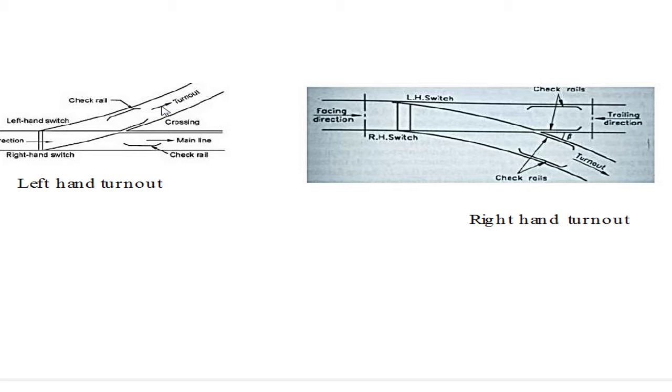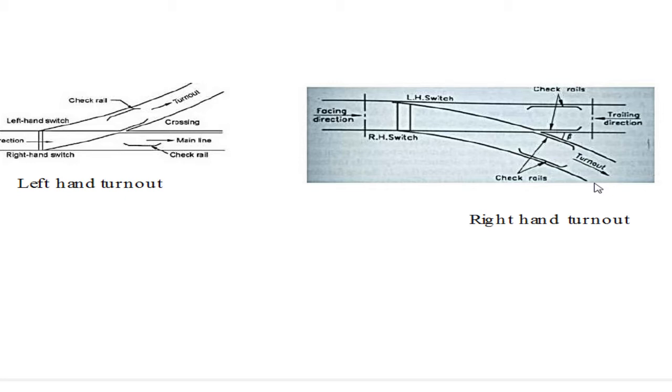Now, if a train from the main track is getting diverted to the right in the main route in the facing direction, then this diversion is known as the right hand turnout. You can see over here, this is the facing direction, this is the trailing direction. Here it is getting diverted to the right. So this is a right hand turnout.